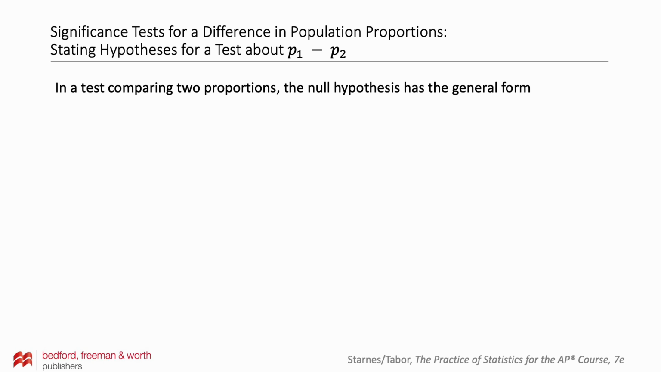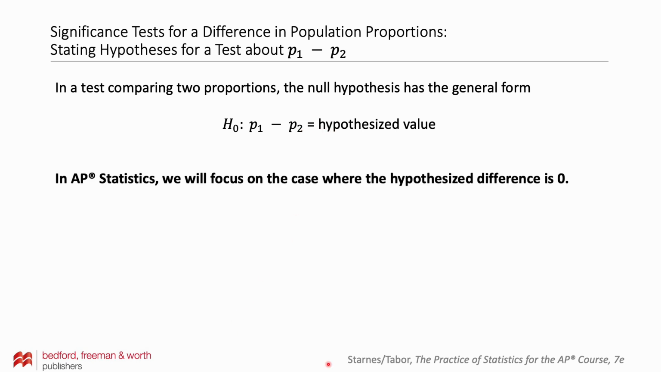So in a test comparing two proportions, the null hypothesis has a general form. It's usually called the null hypothesis: P1 minus P2 is equal to our hypothesized value. But in AP Statistics, we'll usually focus on when the difference is equal to 0. So when I'm reading the problem, they usually say that they're equal to each other. So our null would be P1 is equal to P2.